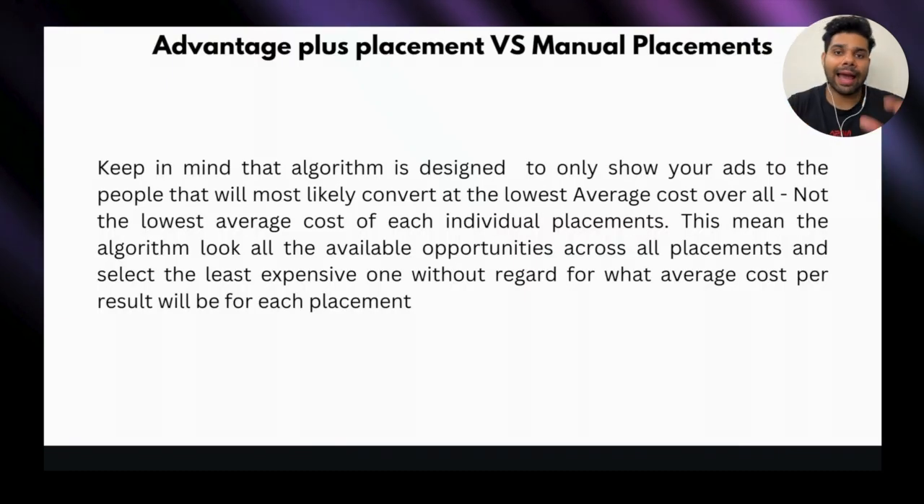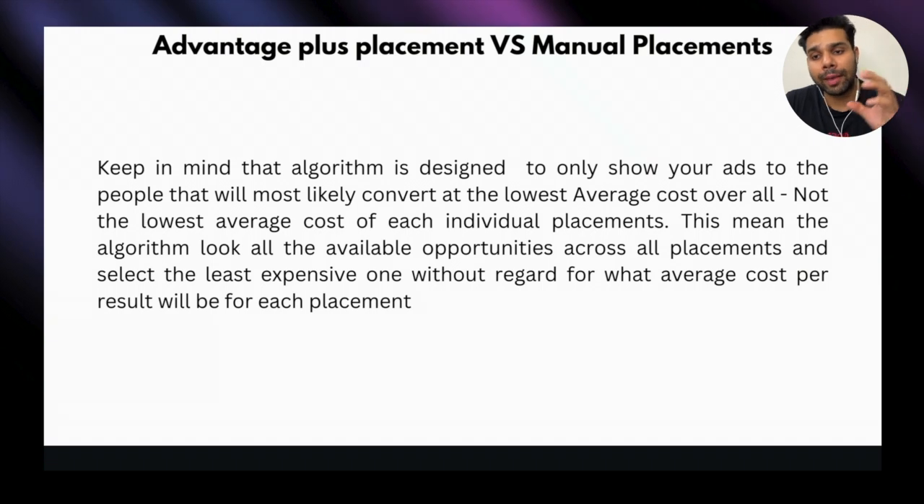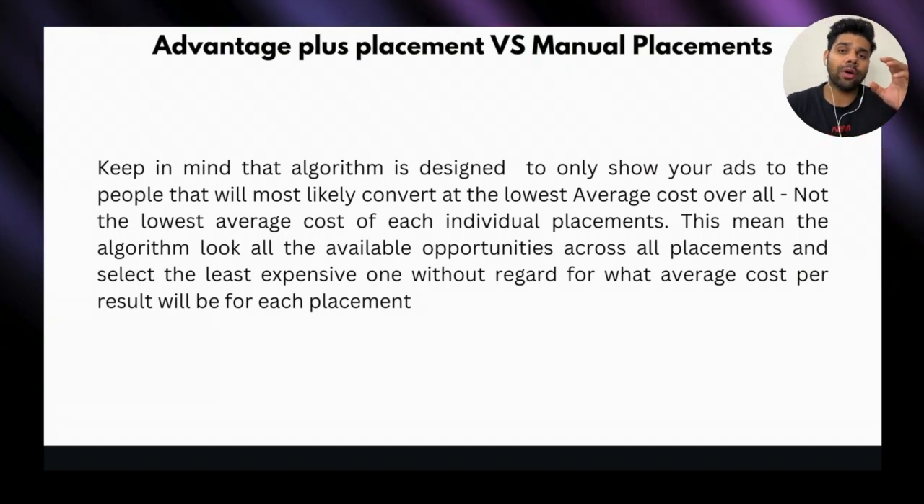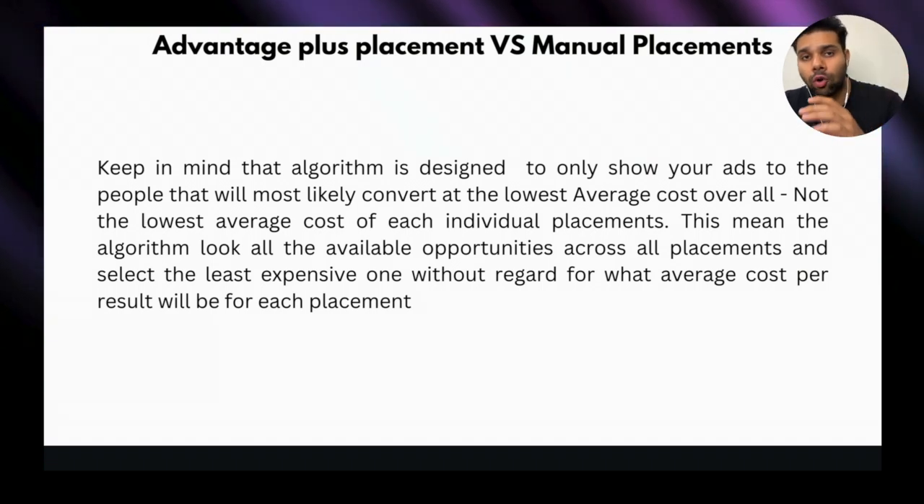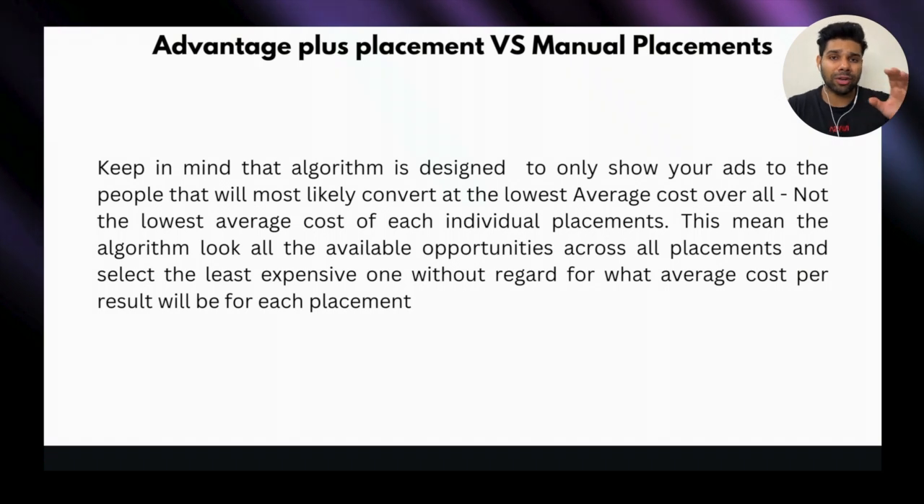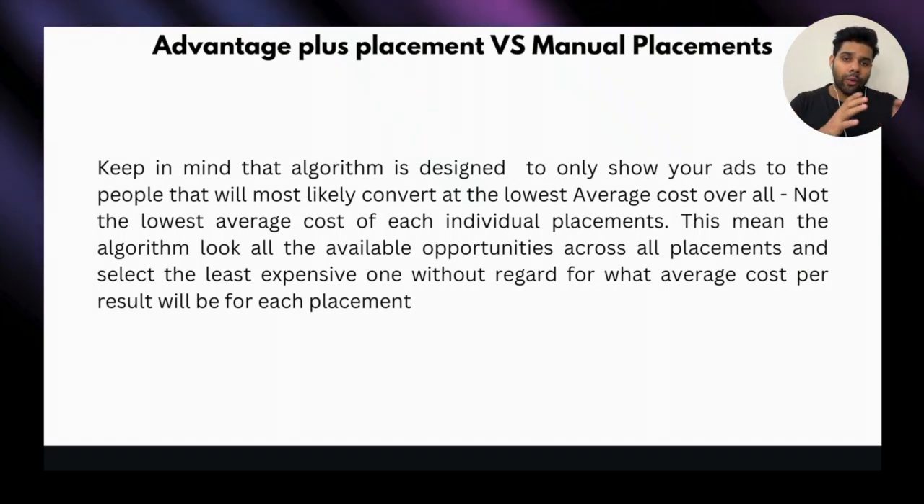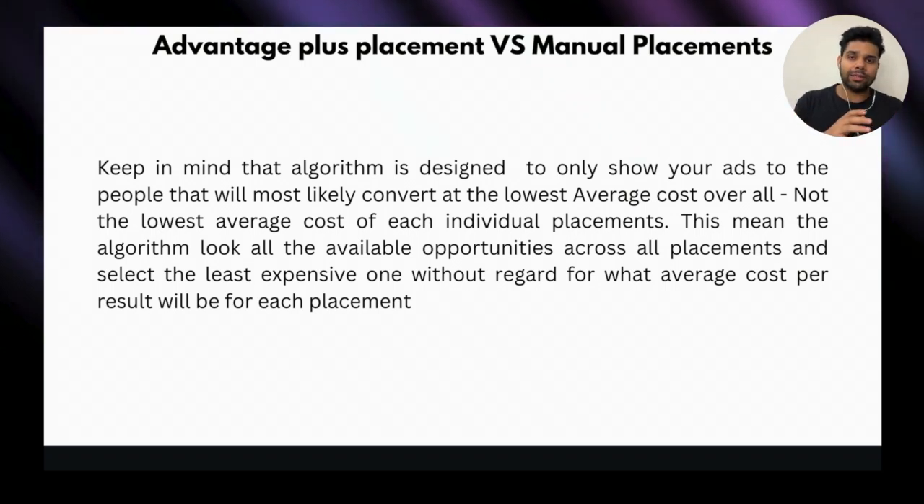Keep in mind that the Facebook algorithm is designed to only show your ads to the people that will most likely convert at the lowest average cost overall, not the lowest average cost of each individual placement. Right? So Facebook's duty is to give you the lowest cost overall, not the lowest cost on each placement, whether it's on Facebook or Instagram, story, reels.